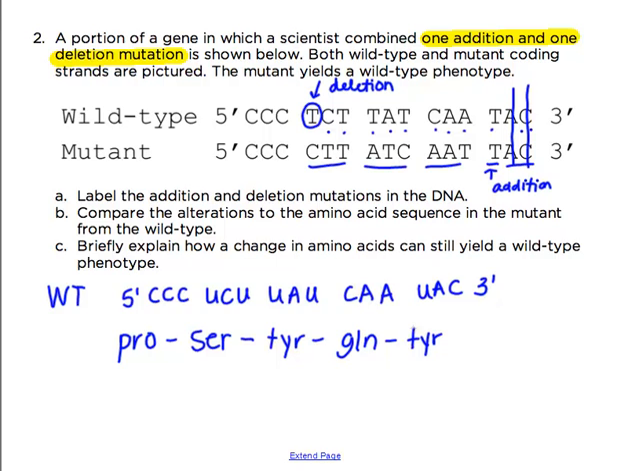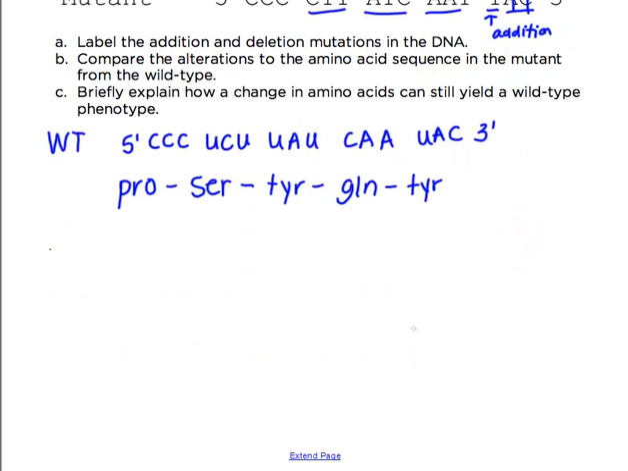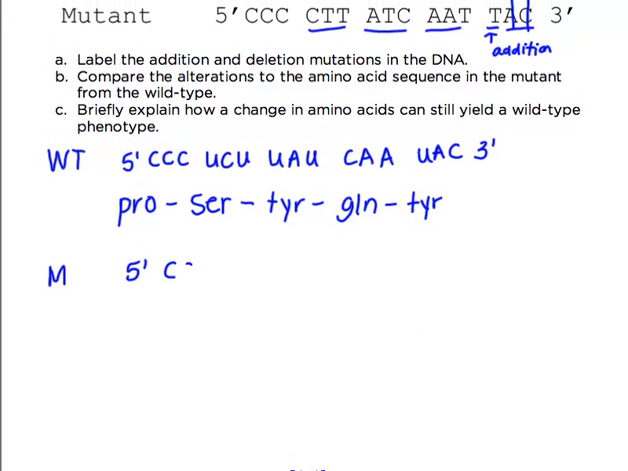So this is the wild type amino acid sequence. Now let's do the mutant. So again, we're going to rewrite our coding strand DNA as an mRNA sequence. So it's going to start CCC, then CUU, AUC, AAU, and UAC. So again, from the beginning, we know that CCC encodes for proline.